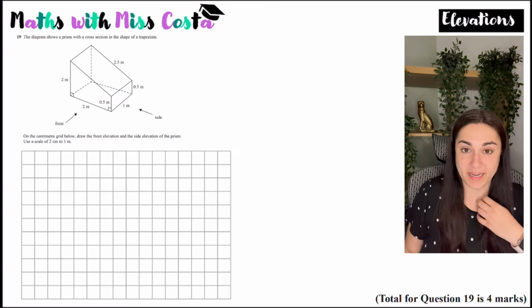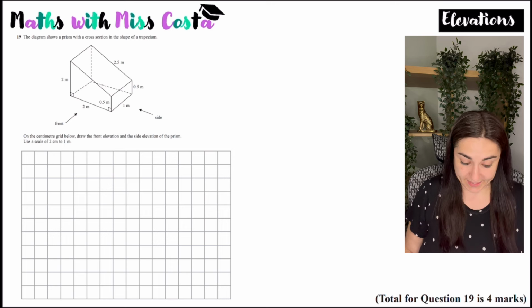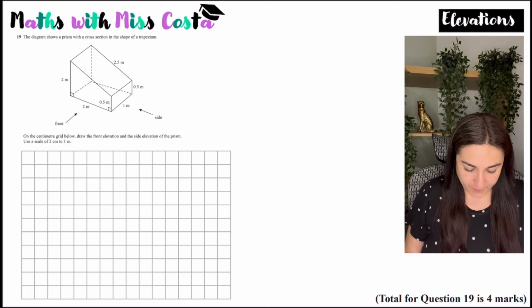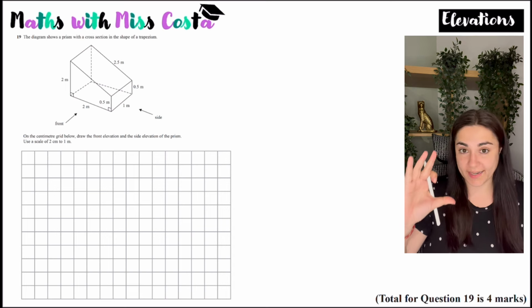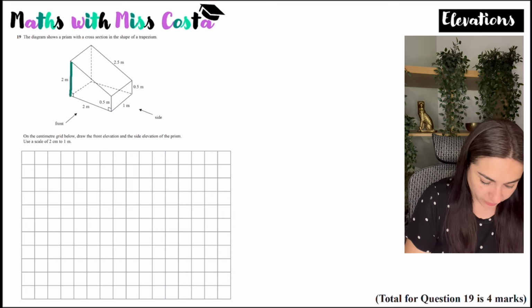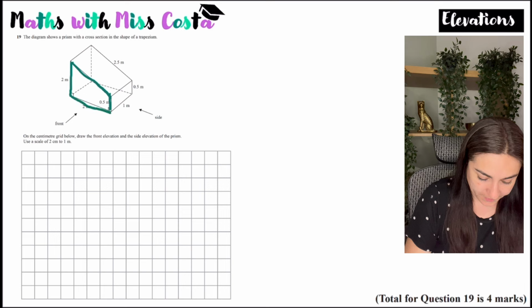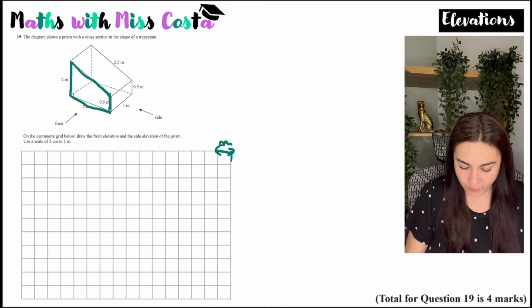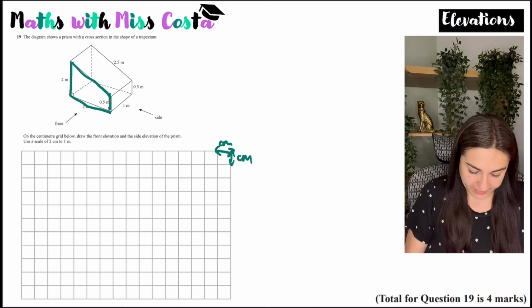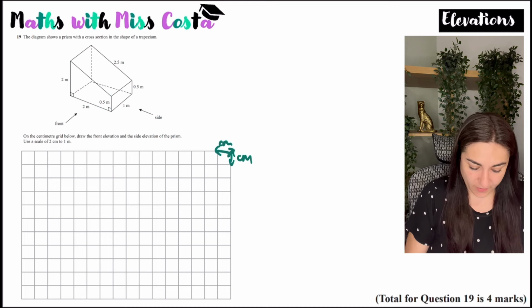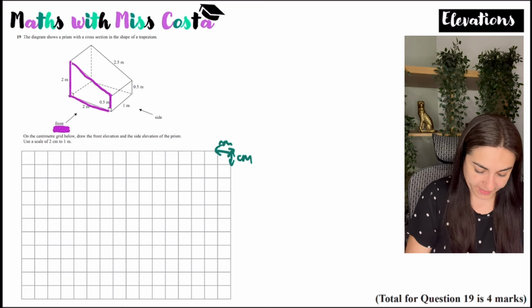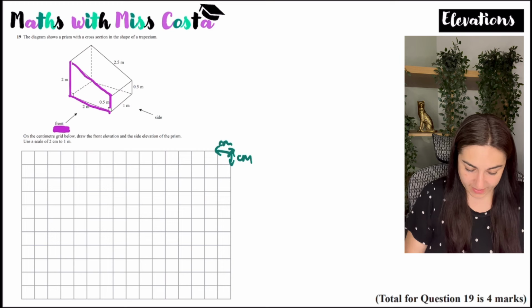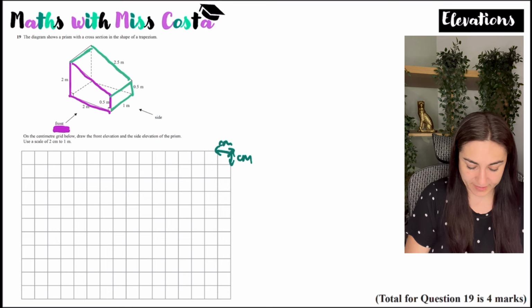Okay, so in this question, I'm given a trapezium. It's a prism. And the diagram shows a prism with a cross section in the shape of a trapezium. So this is the cross section here, the trapezium. And I need to, on the centimetre grid below, which means that each of these little squares represents a centimetre, draw the front elevation. They're always going to be nice and kind and show you that the front is from here. So essentially I need to draw this on the grid, and the side elevation, and the side elevation is here.